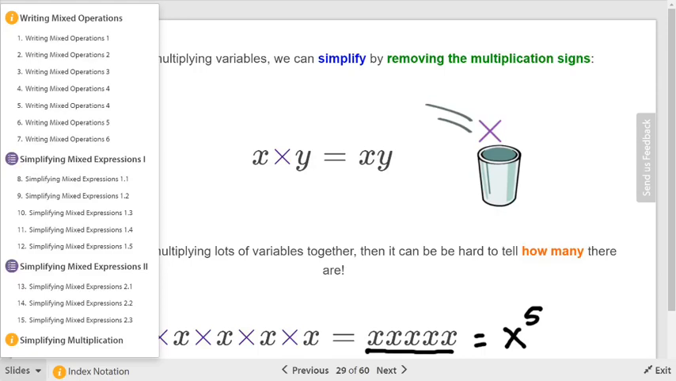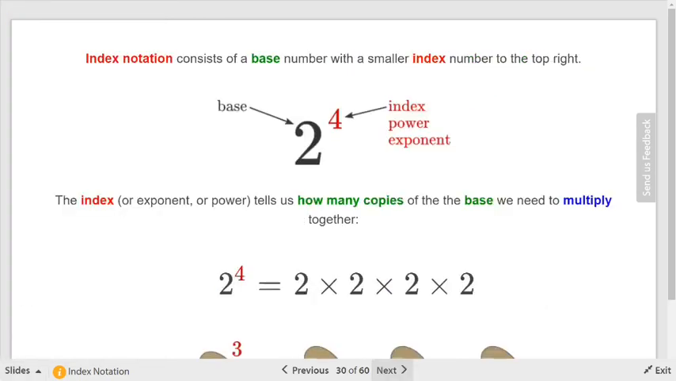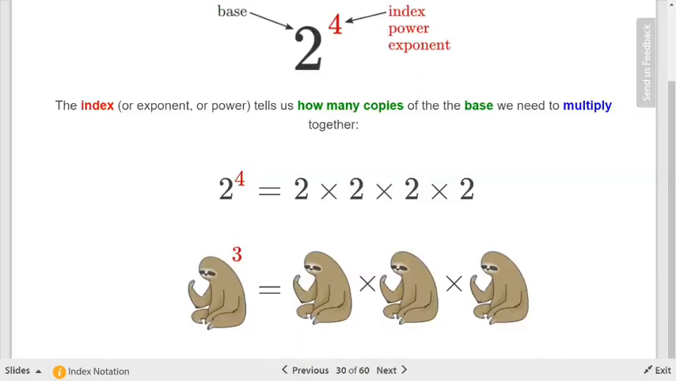X to the what? 12. Okay? So just count up however many you have multiplied together, and that becomes your index. And here they're just going through that lesson about the bases. Don't worry about that too much. We did that. Then they did the sloth.